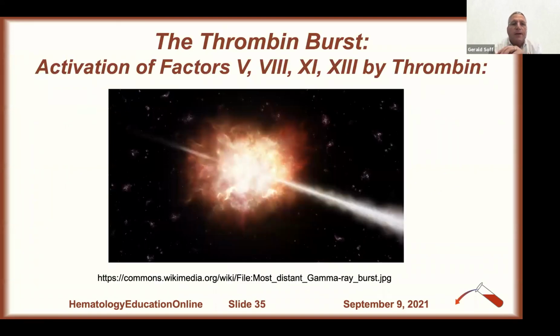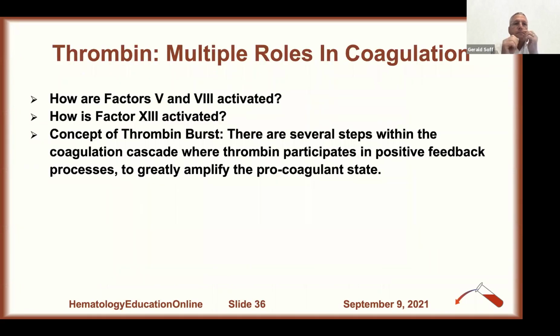The next concept we want to talk about is the thrombin burst. And there's a fun illustration of a gamma burst from something exploding in space. Because this is going to address a lot more gaps. One of them is, how do factors 5, 8, 11, and 13 get activated in the classic cascade? And the answer is we don't know. But now we understand that there's a thrombin feedback, and we're going to talk about that.